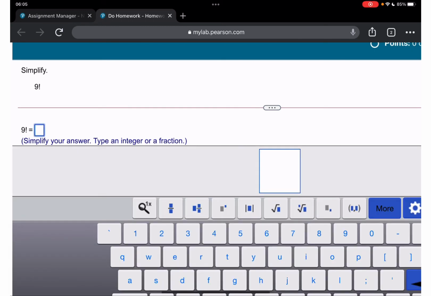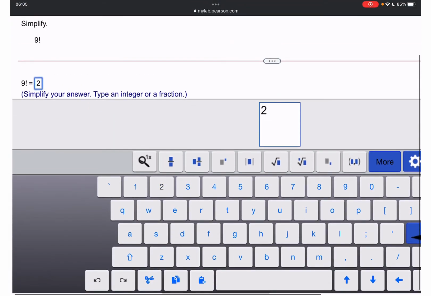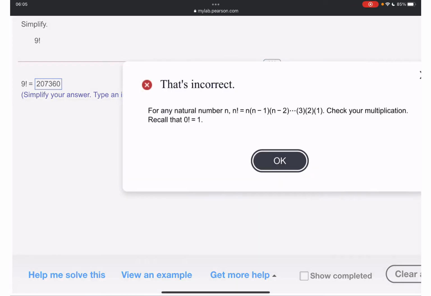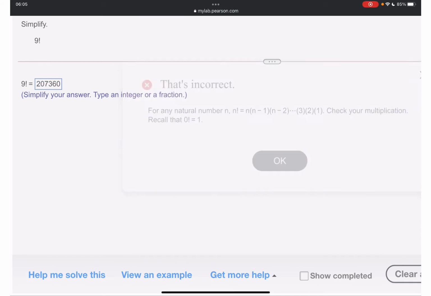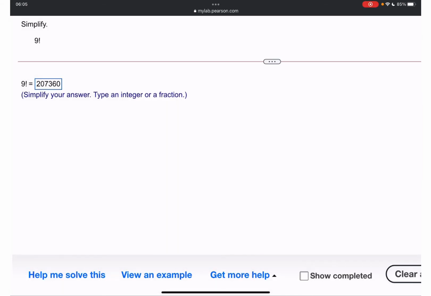207,360. Incorrect. Well, something I multiplied wrong. Let me go one more time. So 9 times 8, 7, 6, 5, 4, 3, 2. 362,880. Okay.